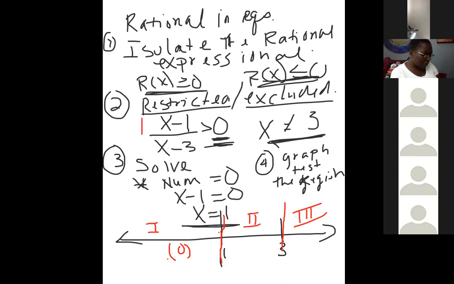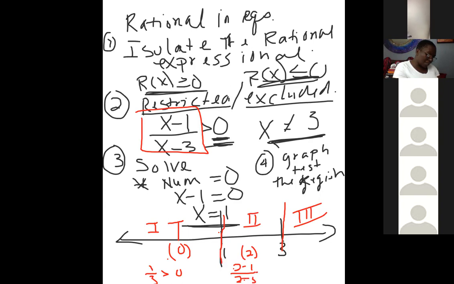If we take 0, we plug it back into the original problem, we're going to get +1/3 is greater than 0. Is +1/3 greater than 0? Absolutely true. Okay. Now, let's do it in region 2. Let's pick a value there. If we take 2, we plug it in for each x. We get 2 minus 1 over 2 minus 3, which gives us a positive 1 over negative 1, which is actually negative 1. So the question is, is negative 1 greater than 0, guys? Nope, that's false, okay? Now, since the truth values are alternating and region 1 was true, region 2 is false, that would mean region 3 is true.